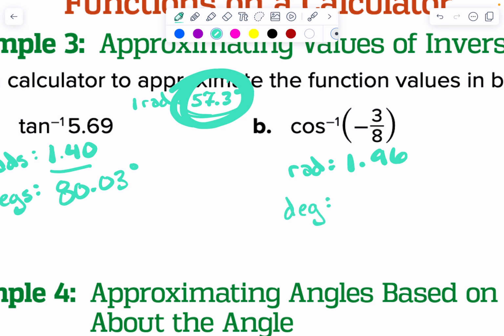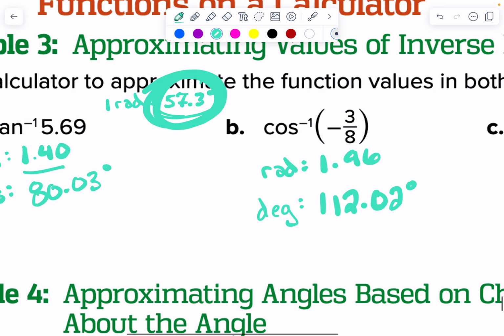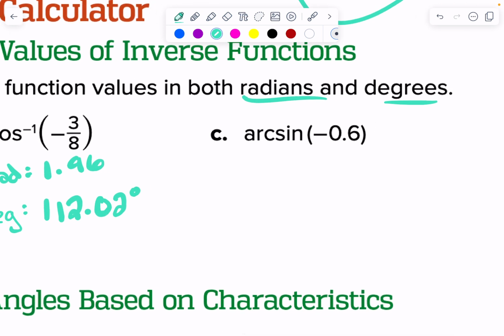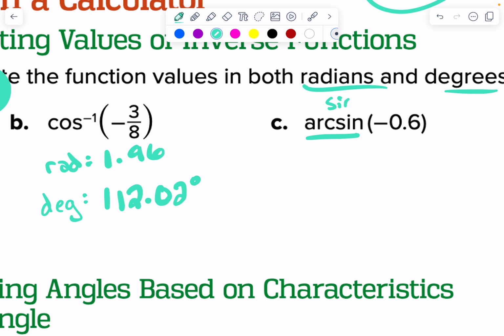So let's do that again. Inverse cosine of negative 3/8 is 112.02 degrees, right? We said almost 114 degrees. Okay, last one's arc sine. So again, arc sine means the same thing as inverse sine. They're both inverse sine.